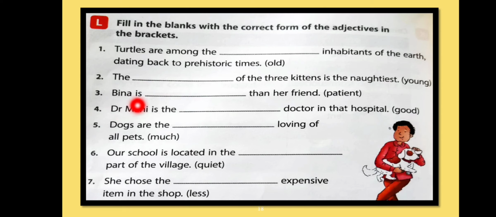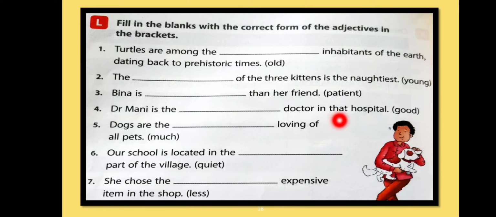Bina is dash than her friend, patient. So here Bina and her friend are compared, and also you can see the word than. So it will be comparative. What will be the comparative form of patient? Comparative form of patient is more patient. It is more than 2 syllables, patient. So we have to use more for comparative form.